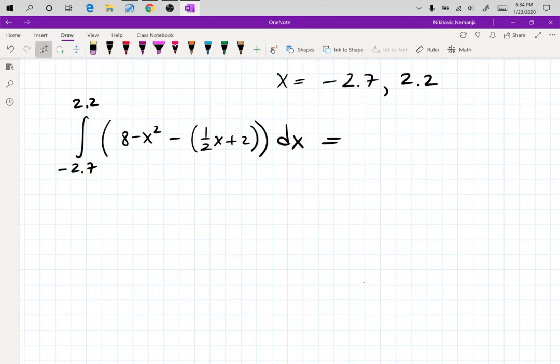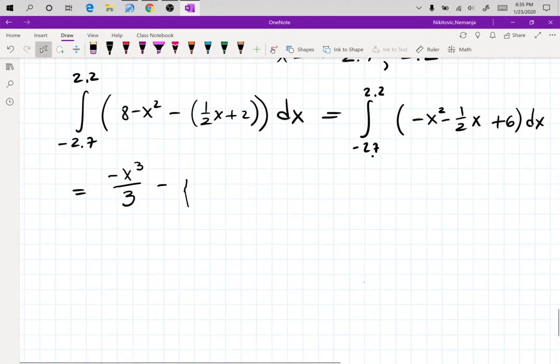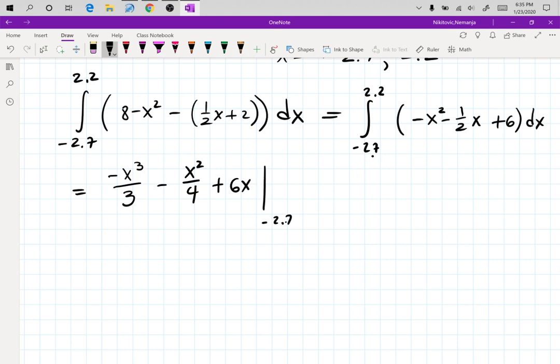Integrate. Well, we can first get the like terms, and so what do I have? I have negative x squared minus 1/2 x plus 6 dx. Integrate: minus x cubed over 3 minus x squared over 4 plus 6x, when we integrate each one of the polynomials.